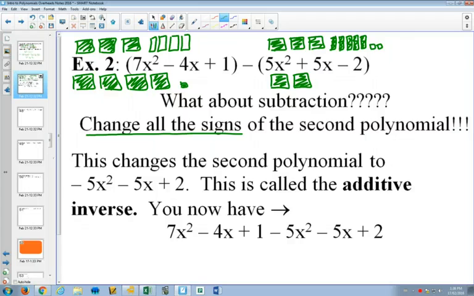And we have a definition for this when we change all the signs. We call this the additive inverse. So we can take away our brackets. In the first one, we just are left with 7x squared minus 4x plus 1. But when we're subtracting, we can change all of the signs of our second one, because we're going to subtract 5x squared. We're going to subtract a positive 5x, which is the same as minus 5x. And we're going to subtract a negative 2. So this negative sign will go to this one, and to this one.